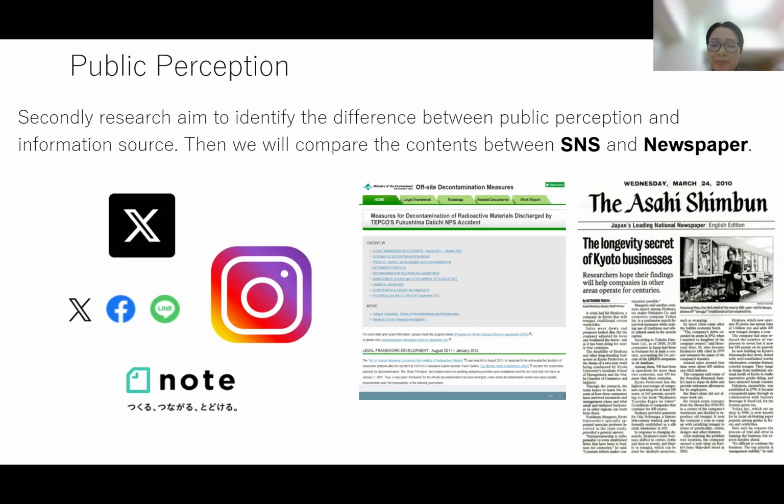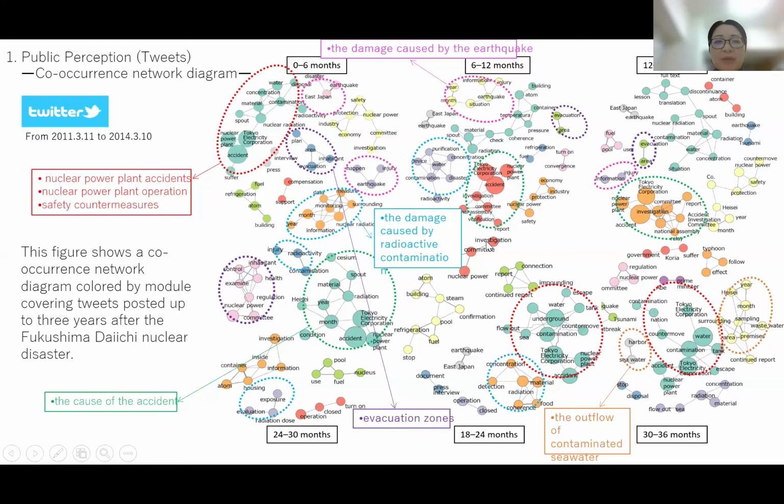When we use text mining, the software is called KH Coder. We can see the text visualized like this. We can compare the SNS data and the newspaper articles, what they think about, what is different or the same ideas. So this visualizes the text data.